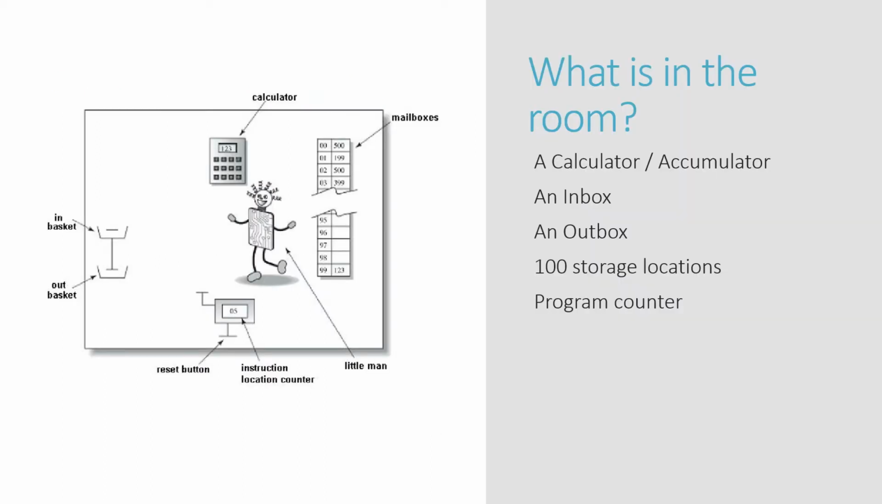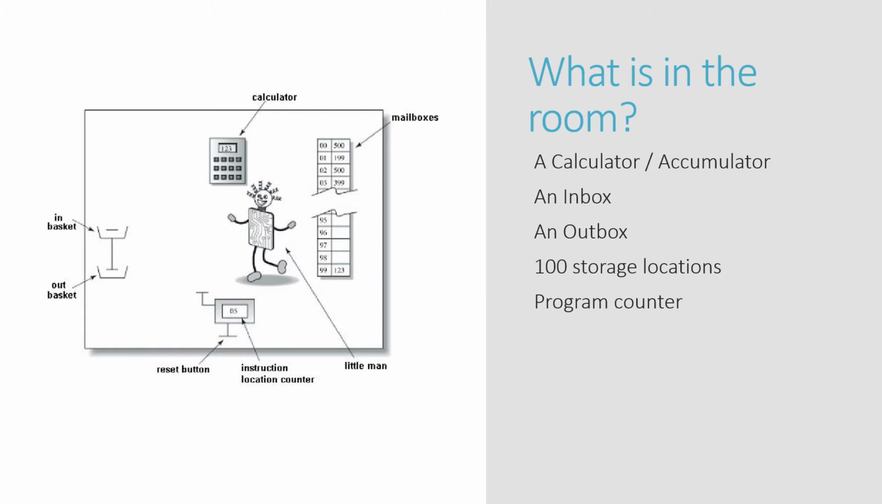There are several items in the room with the little man and he can run around between these items. The different items stand for the different parts of the computer processor. I expect you can imagine what they all are, but let's quickly go through them. The little man's got a calculator. In the original ones it was an abacus because calculators hadn't been invented. He's got a calculator anyway that will do sums. He's got an inbox and an outbox.